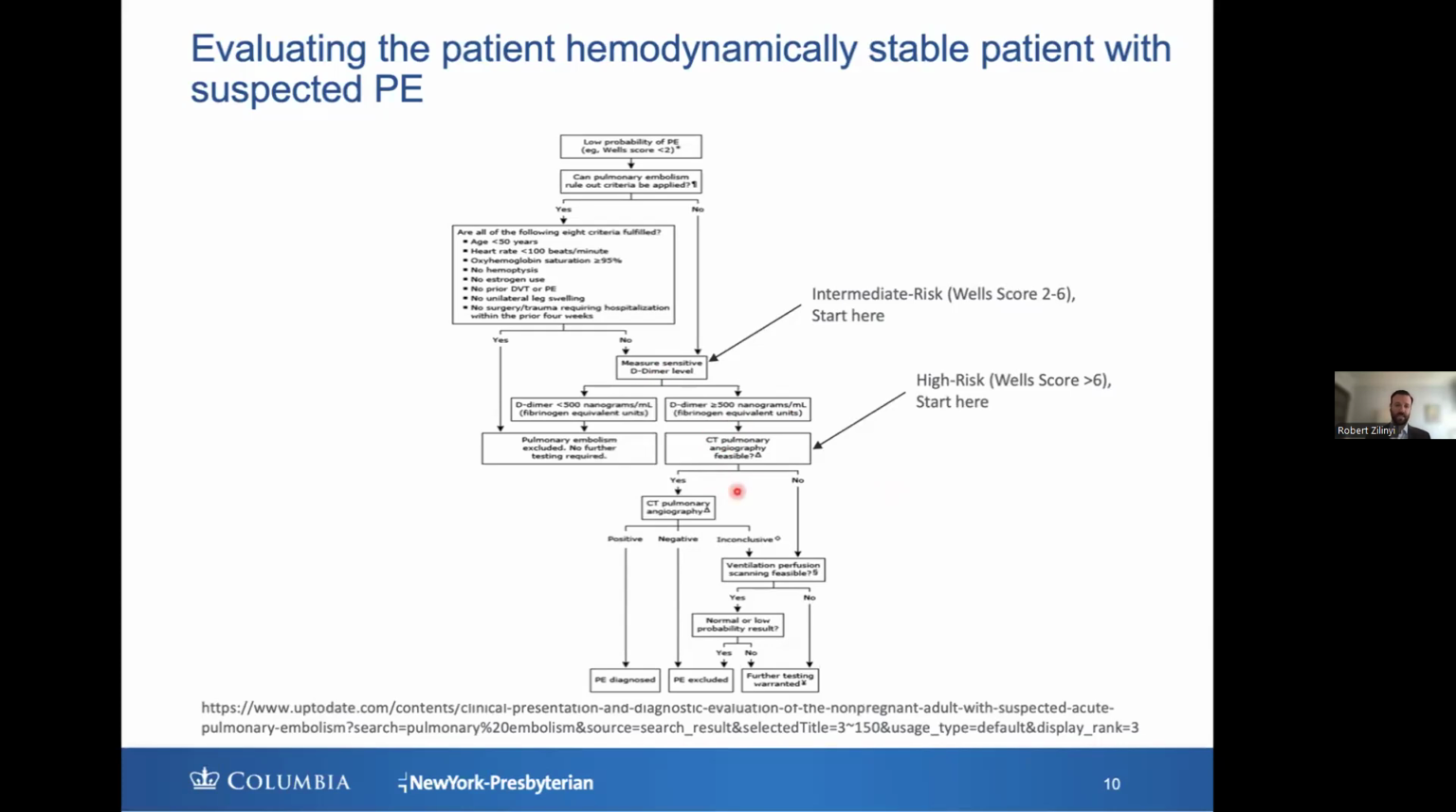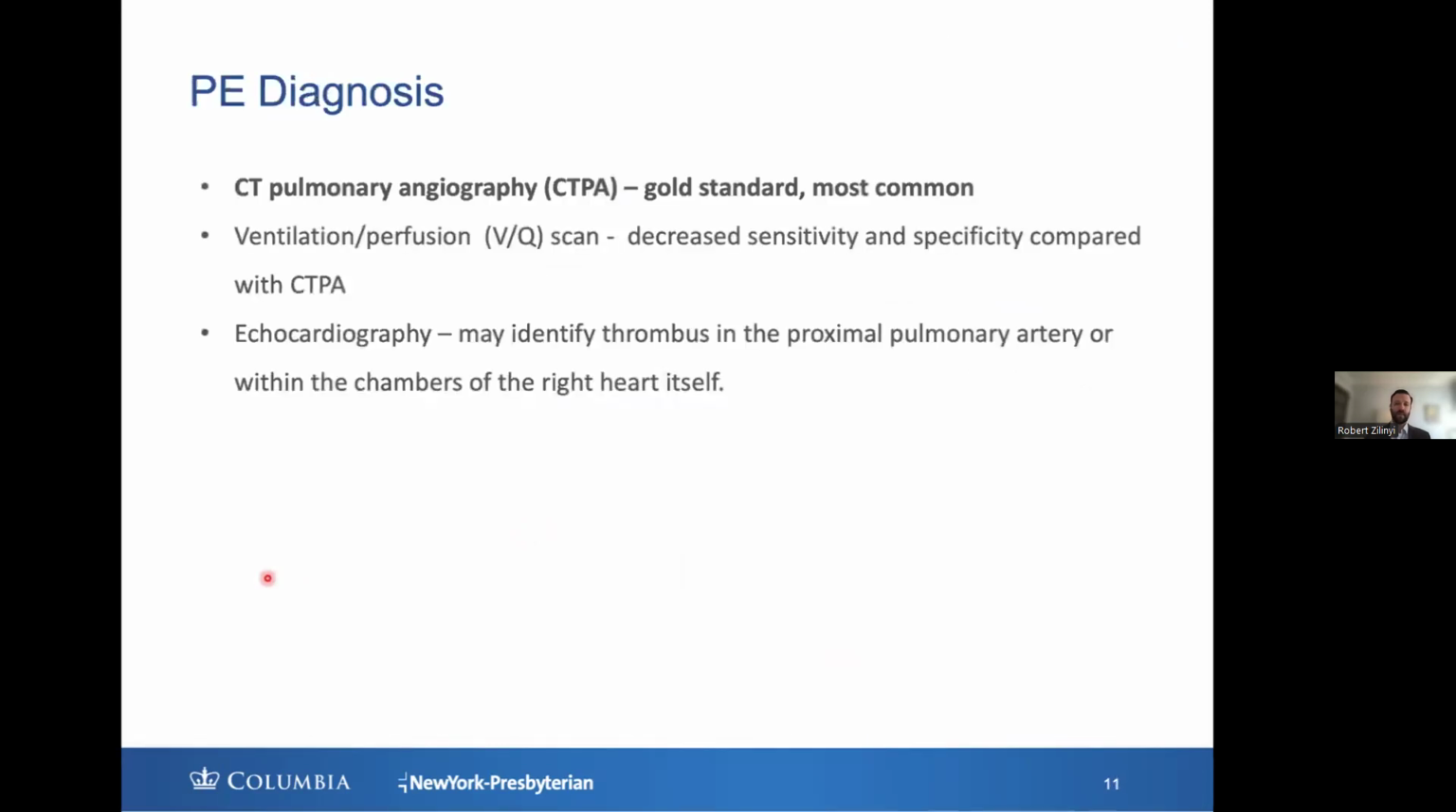If it is, you perform this. If there's PE, you've diagnosed this. If there's not, PE is excluded. If, however, you cannot do this for some reason, particularly in patients who are not entirely stable or have significant renal dysfunction and the risk of giving them a contrast load would be prohibitive, you can proceed with ventilation perfusion scanning and then base your diagnosis on the likelihood of pulmonary embolism from that perspective.